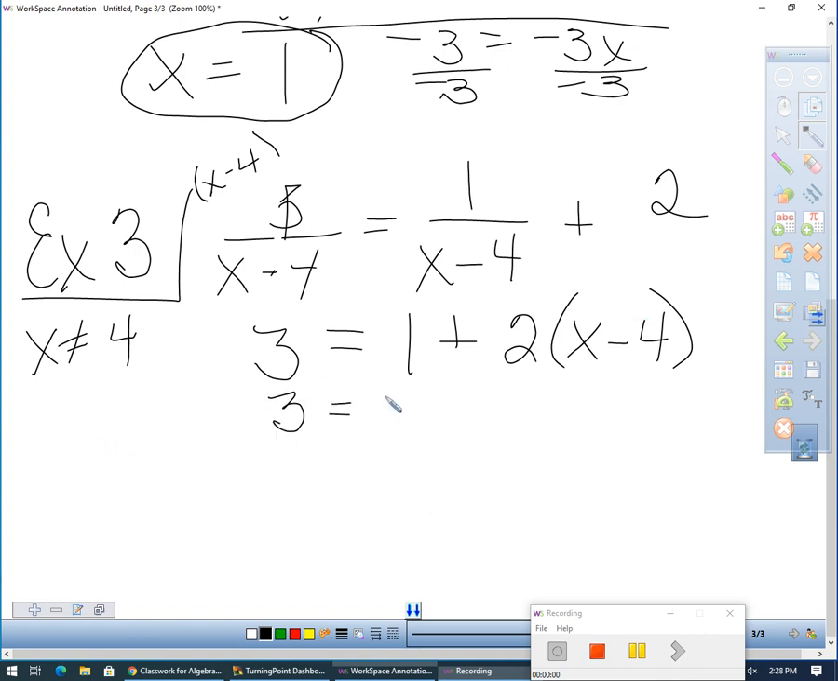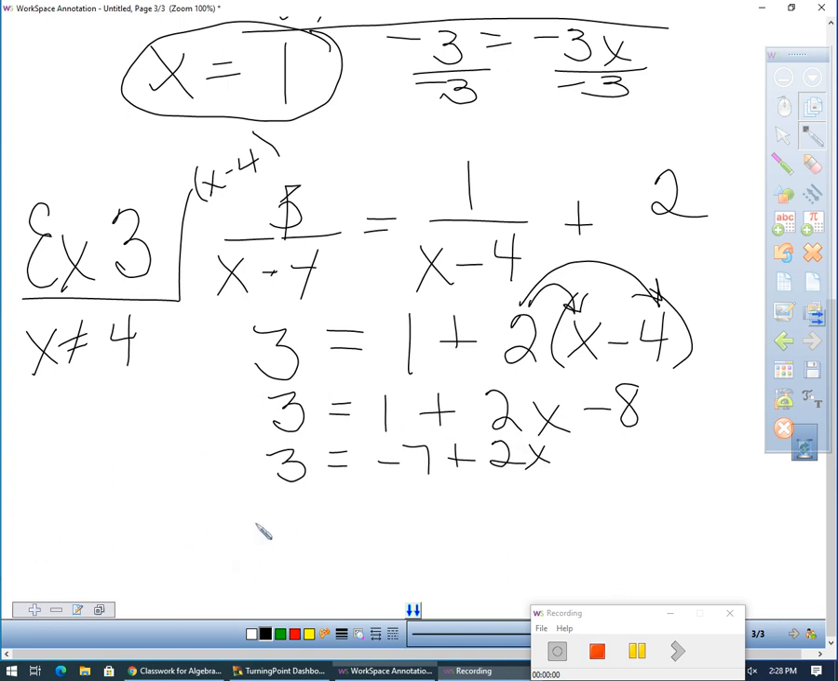I have 3 equals 1 plus 2 times x is 2x. 2 times negative 4 is negative 8. Combining like terms, I get 3 equals negative 7 plus 2x. Add 7 to the other side. We get 10 equals 2x. So x equals 5. And again, at the top of your homework today, it's going to say to check for extraneous solutions. You just have to make sure your answer is not the same as the restriction.